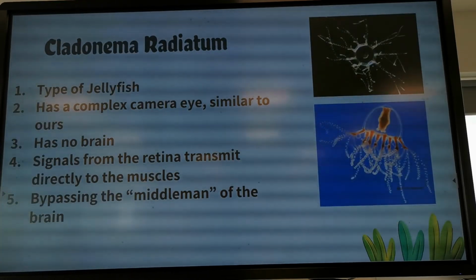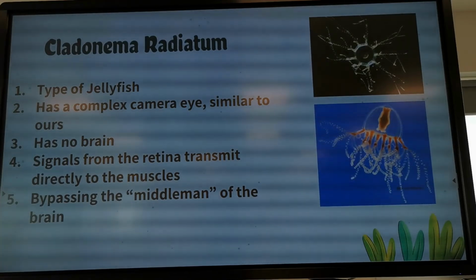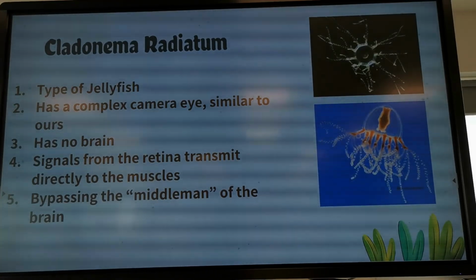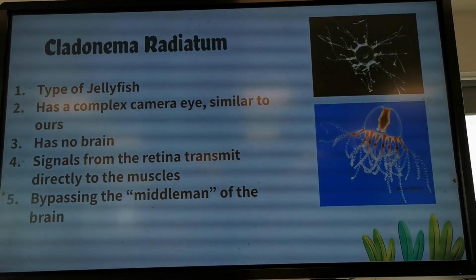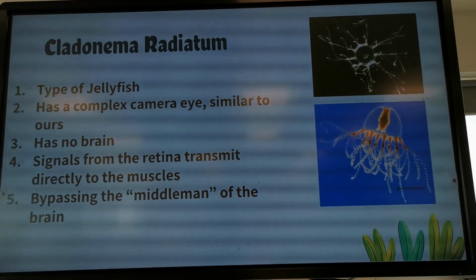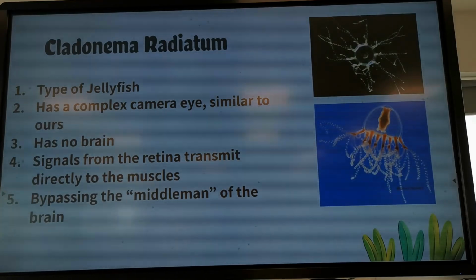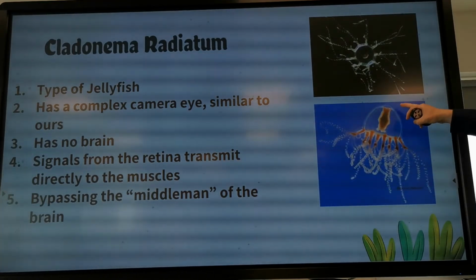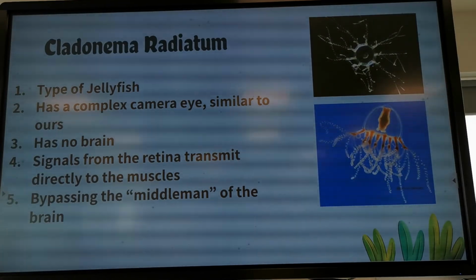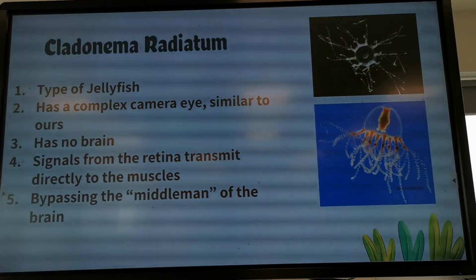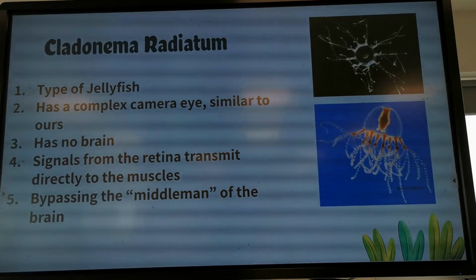So this is the Cladonema radiatum, which is a type of jellyfish. It sounds a little bit like a Harry Potter spell, but it has a complex eye that's very, very similar to ours. So you can see the eye pointing at my screen, but you can't see it. But I'll point it there. So you've got like this bit here. That's the eye. It's not the same shape as ours. It doesn't look like ours, but it's a camera eye. So it works basically the same way.